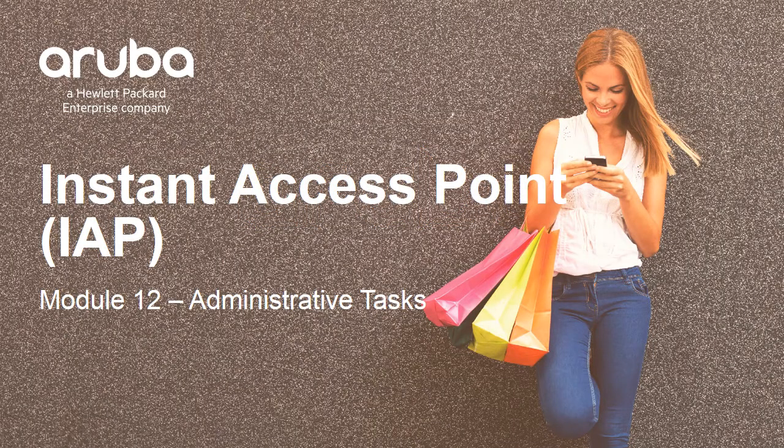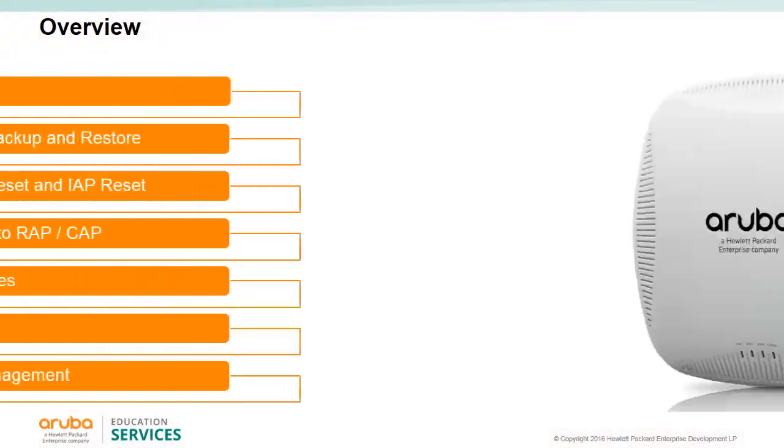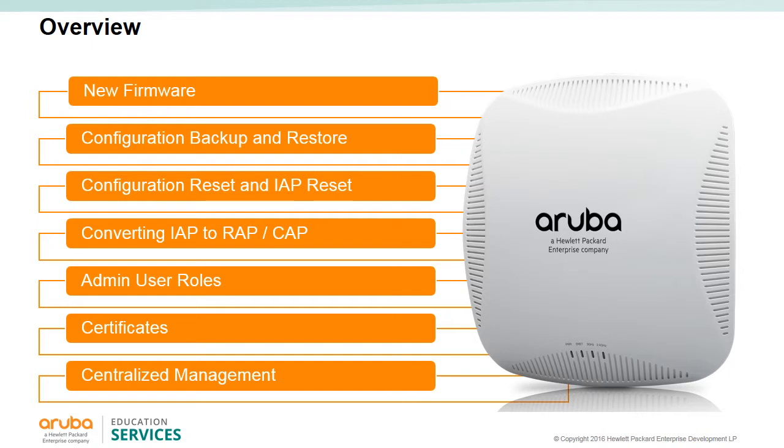Module 12, Instant AP Administrative Tasks. In this module, we will look at the firmware versions for the IAPs, how to configure backup and do a restore, how to completely reset an IAP. We'll look at converting an IAP into a remote AP or a campus AP. We'll look at the various user roles. We'll look at how to introduce a certificate, and we will look at centralized management.